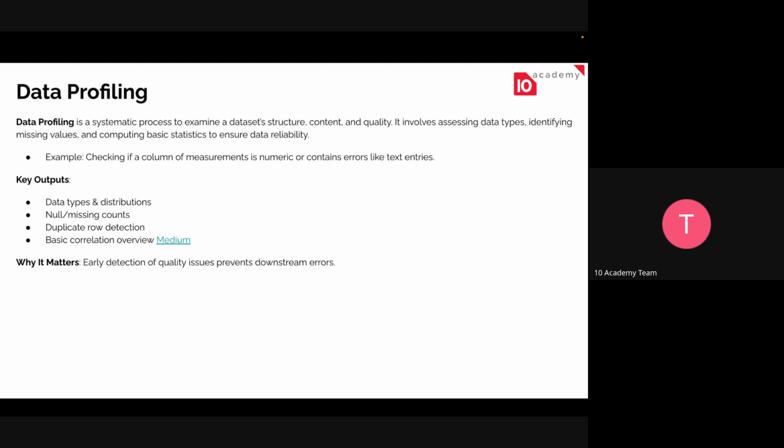This matters because it will help you detect early any quality issues the data may have, and prevent any downstream errors that you could have later on. This is really basic and really core when you are doing data analysis, data science, and so on.